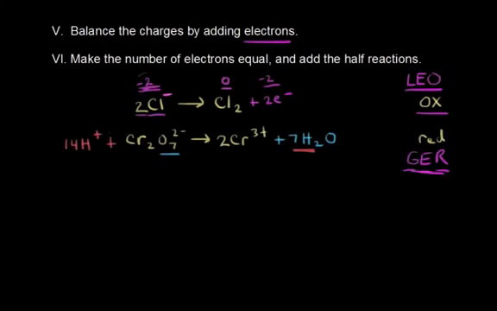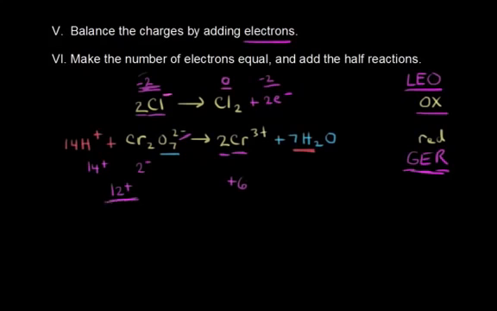But let's see if we can figure out how many electrons we're going to need to use. So we have 14 positive charges from the protons, and then we have 2 negative charges from the dichromate anion here. So we have 14 positive charges and 2 negative charges, which gives us a total of 12 positive charges on the left side. On the right side, we have a chromium ion, which has a charge of 3+, and I have 2 of them. So 2 times +3 gives me +6.